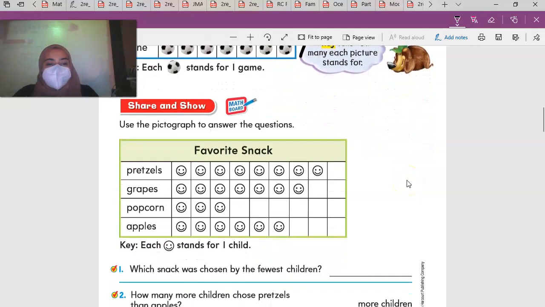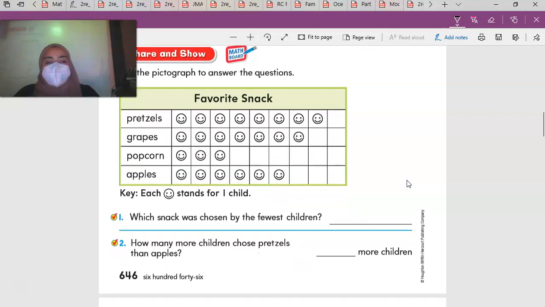Let's move on. Use the pictograph to answer the questions. Pretzels. So make sure you read the key. It's very important. Each smiley face stands for how many children? One child. So how many people chose pretzels as their favorite snack? 1, 2, 3, 4, 5, 6, 7, 8. Let's write 8 here.